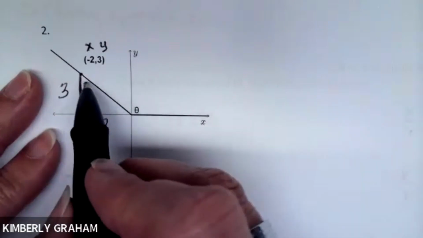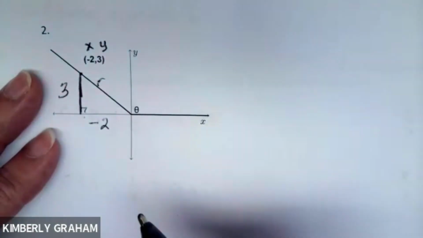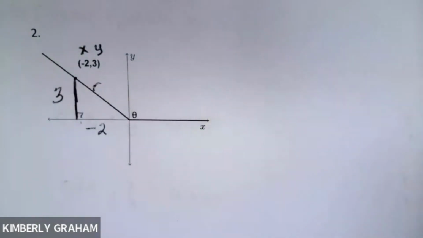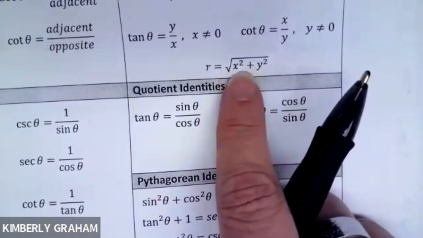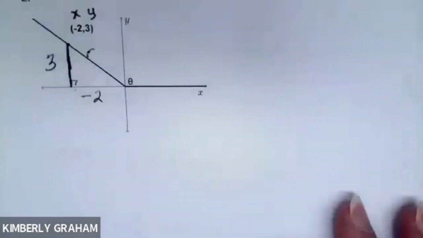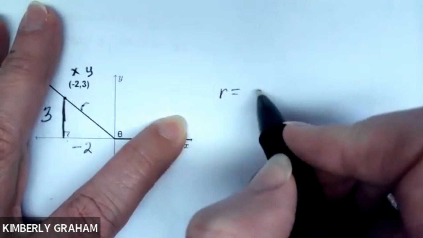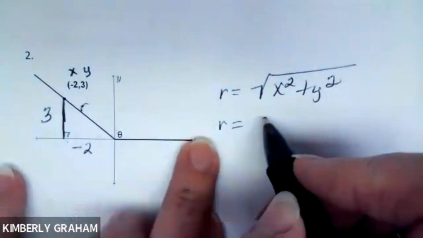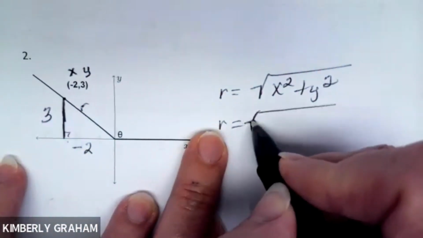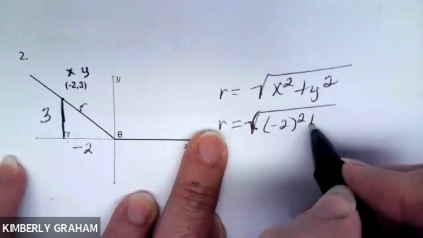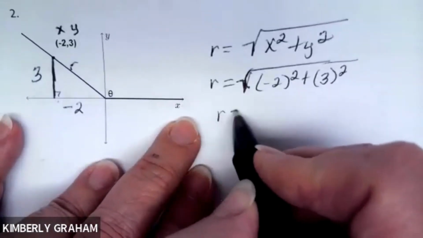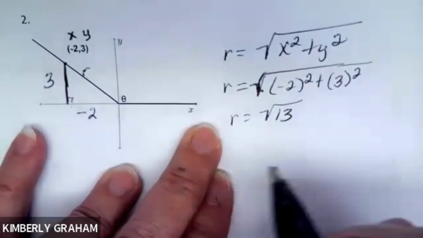If I want to figure out this distance r, I'm going to use the Pythagorean theorem or use the formula that's on my reference sheet, which is basically the Pythagorean theorem shortened up. R equals the square root of x squared plus y squared. So R is going to equal the square root of -2 squared plus 3 squared, that's 4 and 9, that's 13. So R is the square root of 13.